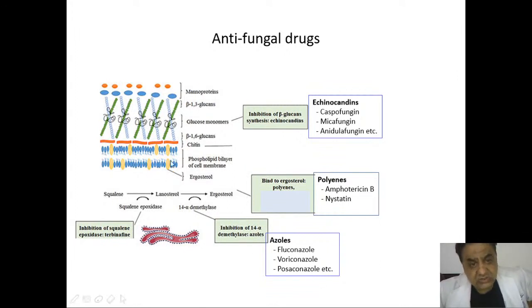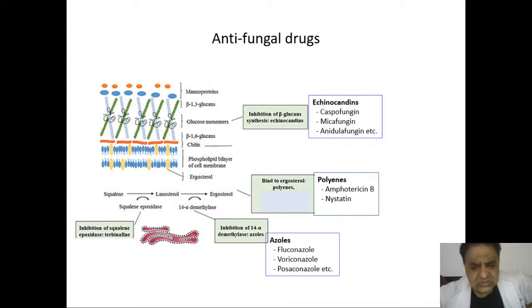The ergosterol, as we all know, is formed from squalene. You have studied this in biochemistry. Squalene to lanosterol is by squalene epoxidase, and then lanosterol to ergosterol is by 14-alpha demethylase. So the other drugs inhibit these enzymes. Polyenes like amphotericin directly bind to ergosterol in the cell membrane, whereas azoles like fluconazole, voriconazole, and posaconazole inhibit 14-alpha demethylase, this enzyme which converts lanosterol to ergosterol. Whereas squalene epoxidase is inhibited by terbinafine.